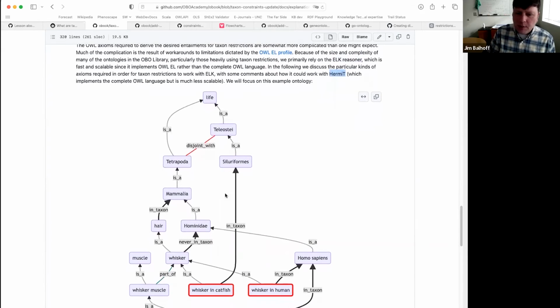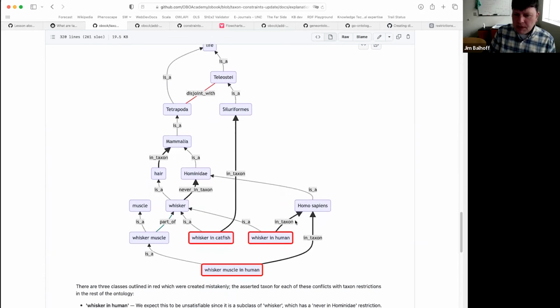So there's a slightly more complicated ontology, but it has enough in it to go through three different examples. We have whiskers. Whisker muscle is part of a whisker, and it's a type of muscle. Whiskers are types of hairs. So that's the anatomy. Then we have humans under mammals, and Siluriformes are catfish, teleost fish, tetrapods. The only place where we have a disjointness in the taxonomy is right here, because for all the others we don't. I didn't write down any of the sibling taxa.